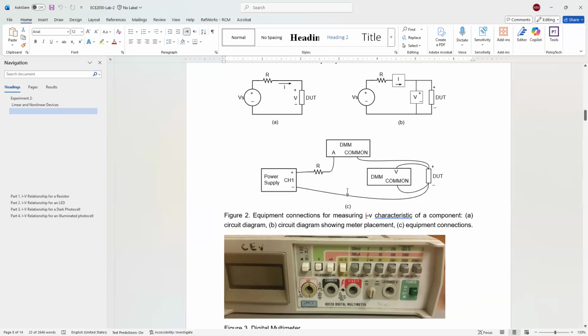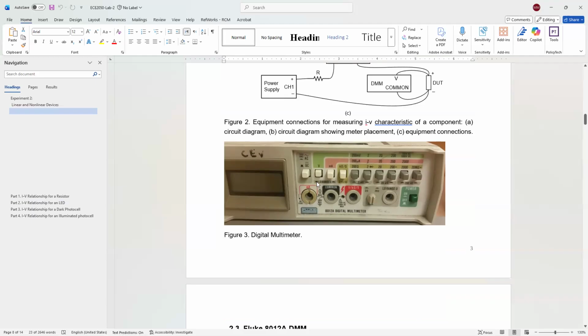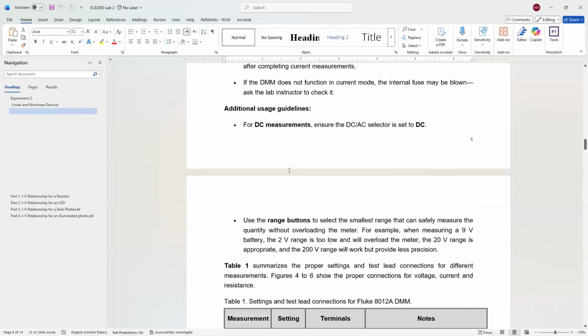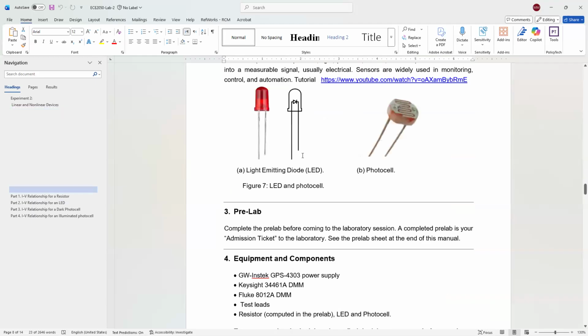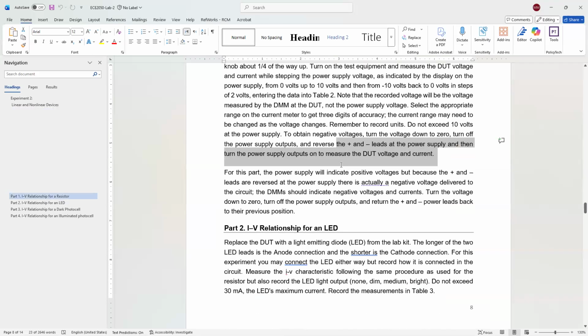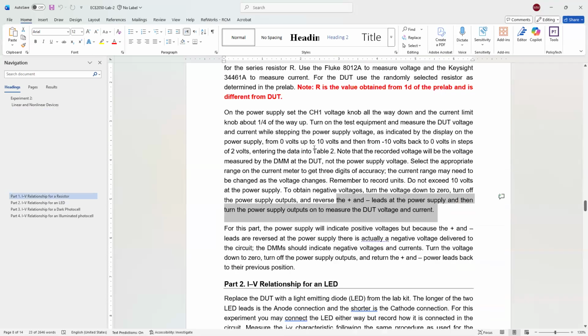So all you have to do is change them: negative has to come here to connect to R, and positive has to come to this one here. Then you change the voltage again from 0 to 10, but this time it's going to be negative: 0, negative 2, everything negative until negative 10. This way you measure voltage from negative 10 to 10, and you measure current as well.